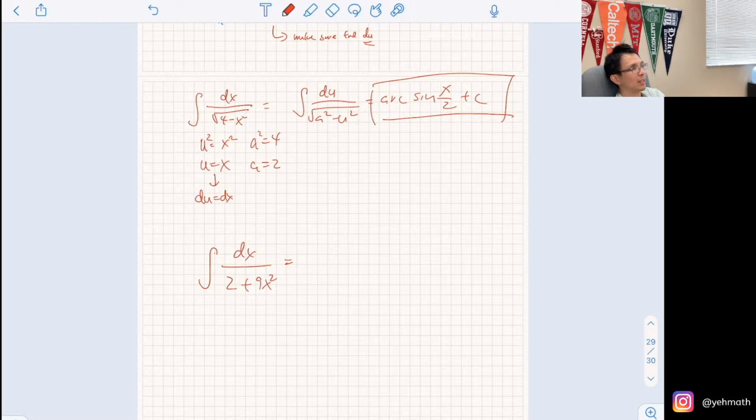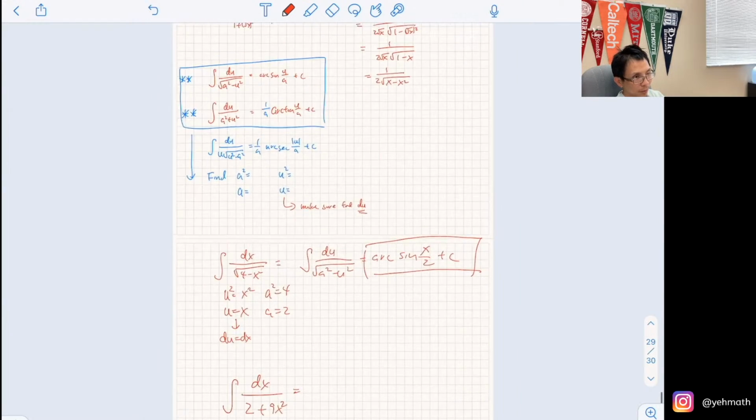So why did I say so far not a single person got it correct? Why? Make sure you follow the formula too. The formula is right here.